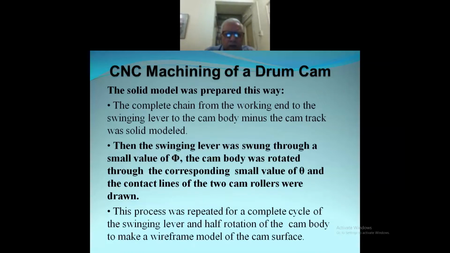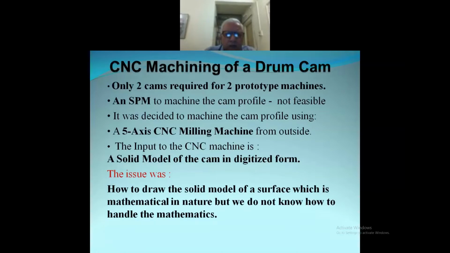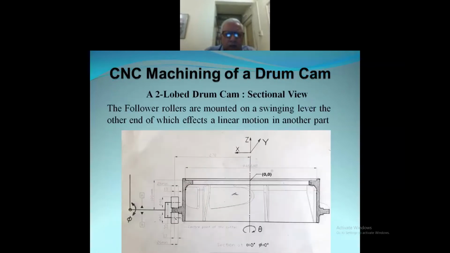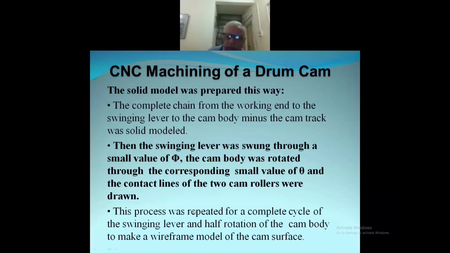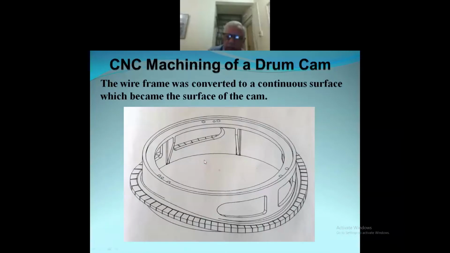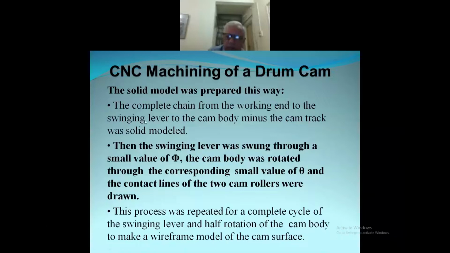We drew the complete chain of parts right from here, this lever, from here to here, the actual parts, the way they are going to look in size and everything. And we also drew in a solid model package up to this. Only this much was not there. Then what we did, we gave a small swing to the lever, say phi angle, we made it d phi. And we also made the cam body rotate by a small corresponding angle theta, so d theta. So with an angle of d phi, I just rotated the body by d theta.